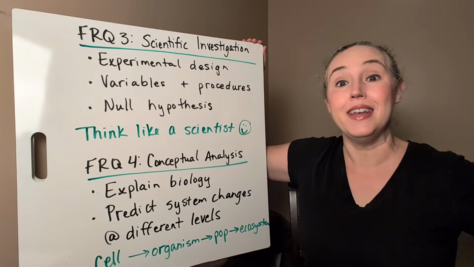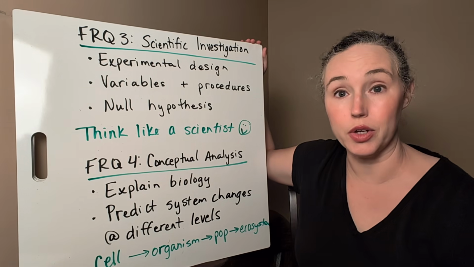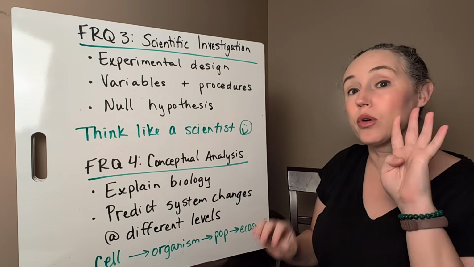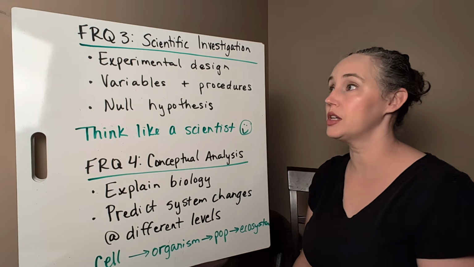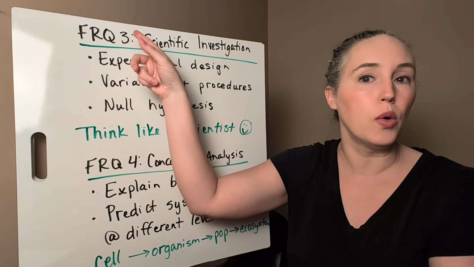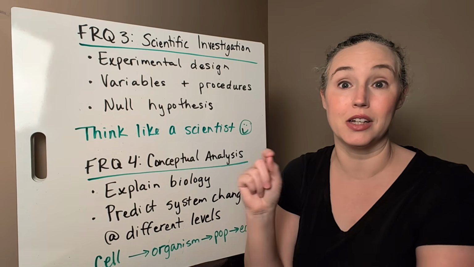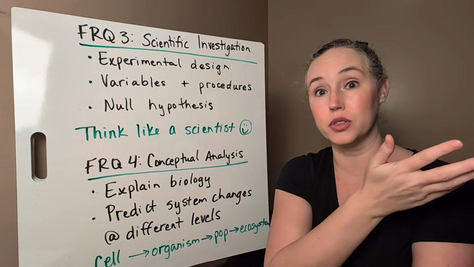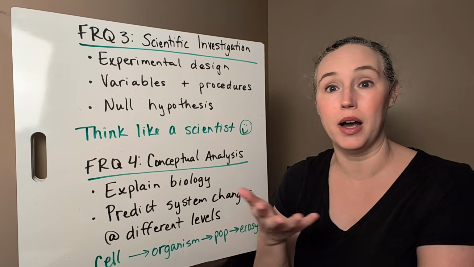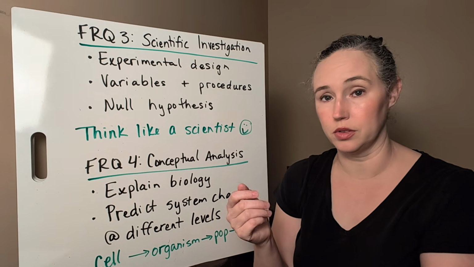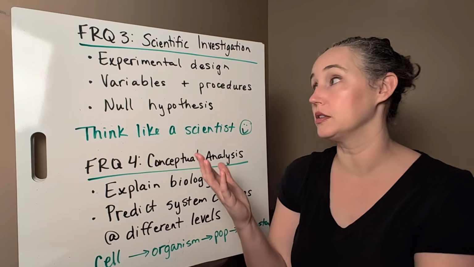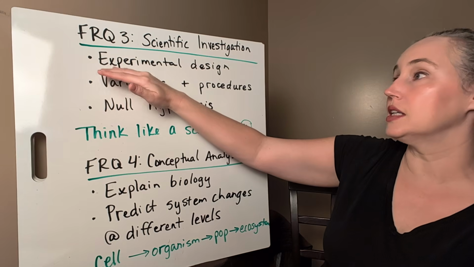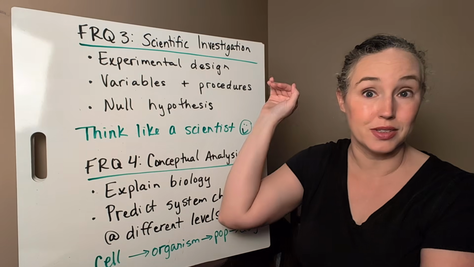All right, now we're getting into the shorter FRQs. These FRQs are worth 4 points each. FRQ 3 is always about a scientific investigation, often one that you did, like one of the 13 that AP Bio teachers are supposed to get through, as many of them as possible. And this one's going to be asking you about experimental design.